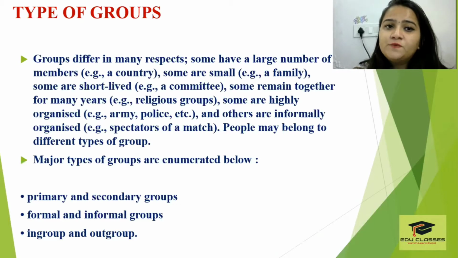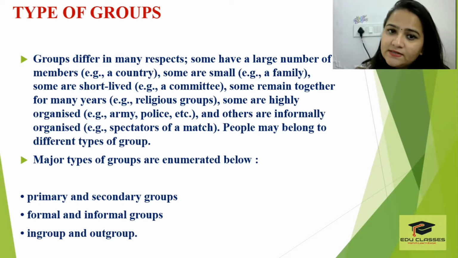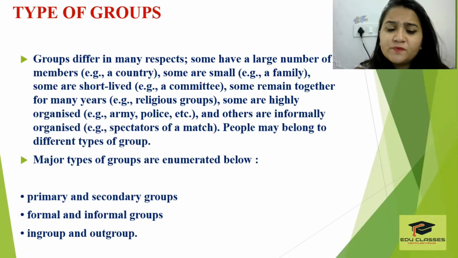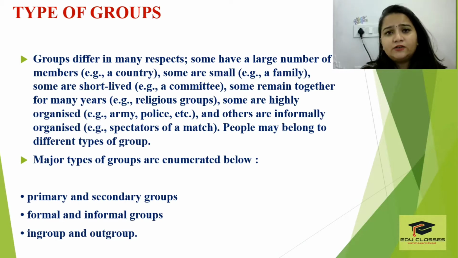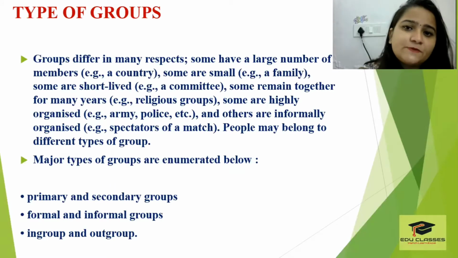Now, groups differ in many respects. Some have a large number of group members, some are small, some are short lived and some remain together for many years. Some are highly organized and others are informally organized. People may belong to different types of groups. So basically, what they are saying is that in our life we find different kinds of groups, or we can be a part of different types of groups.